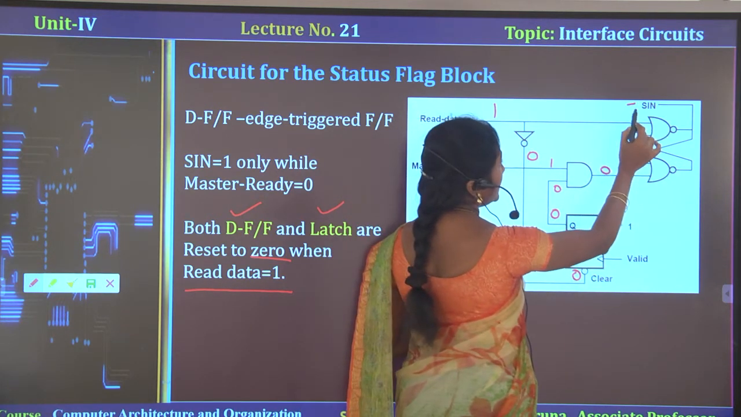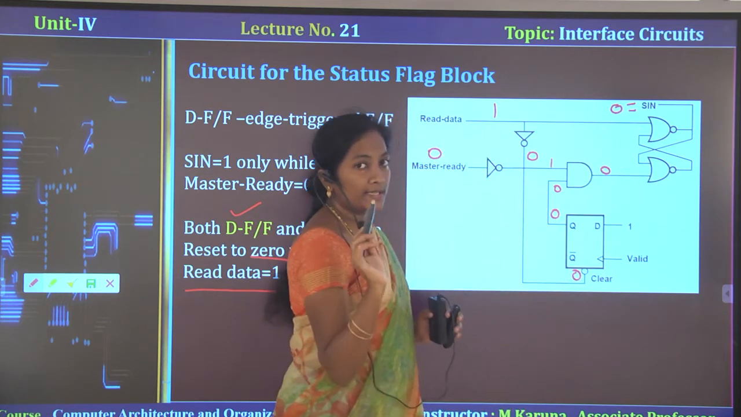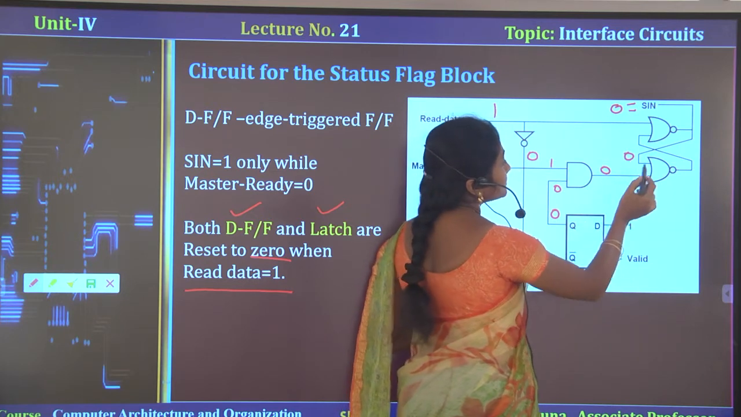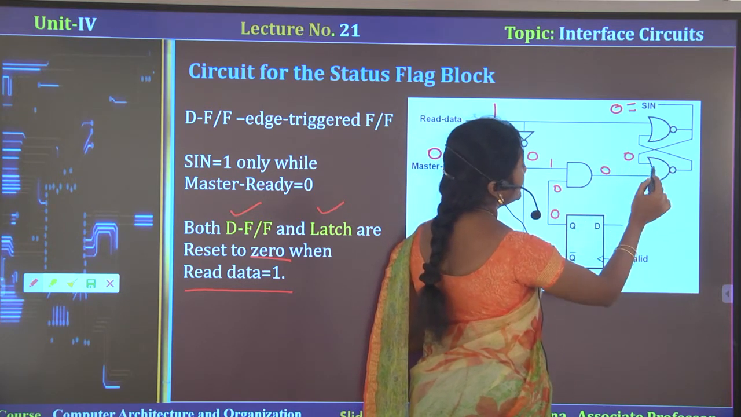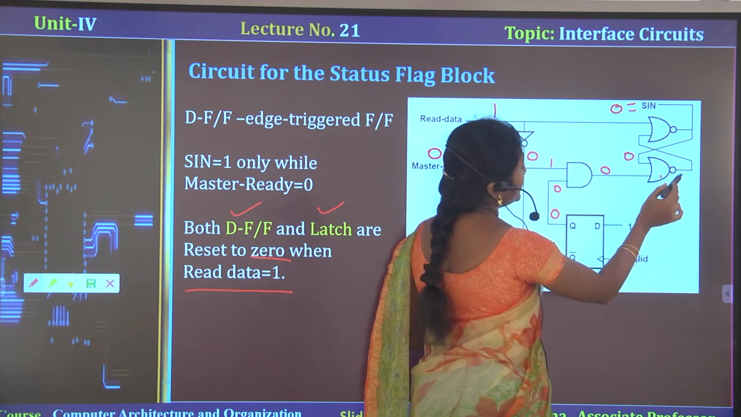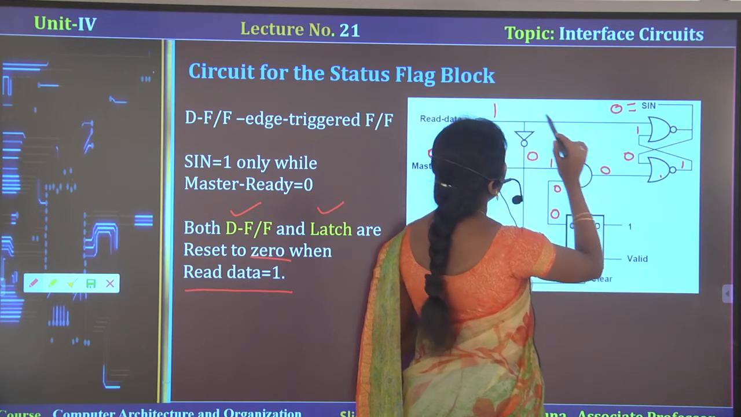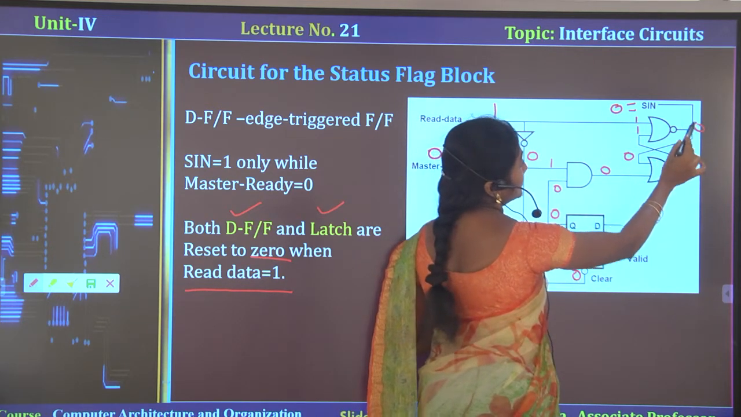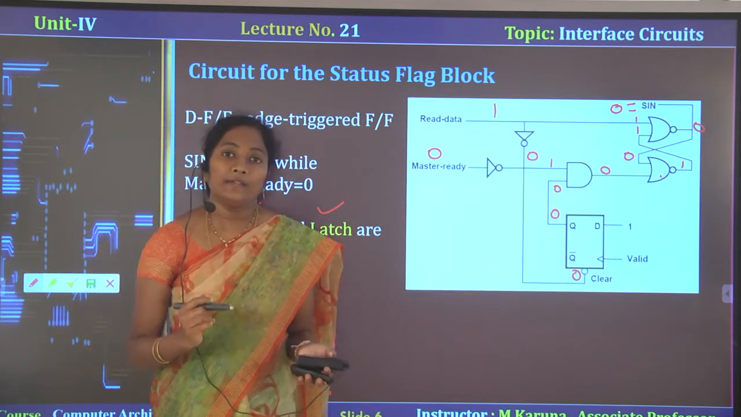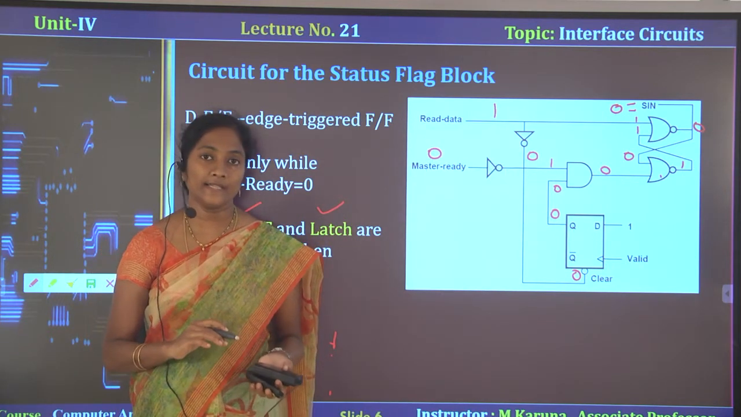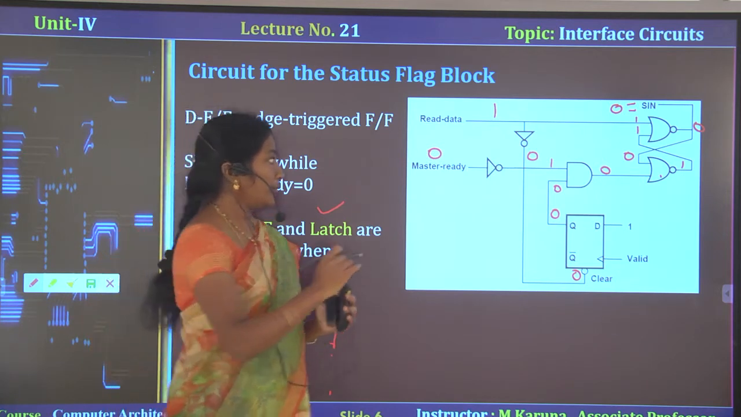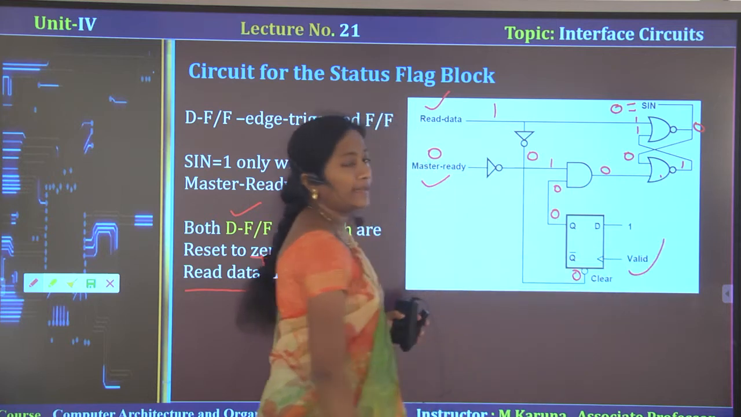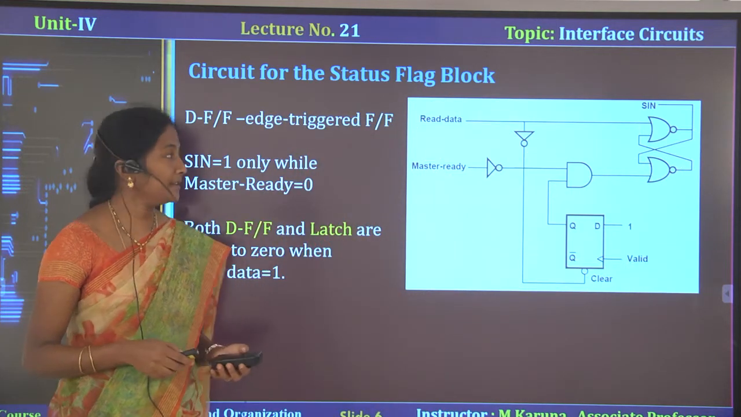Initially we are discussing SN equal to 0. That SN is 0 and acts as an input of this NOR gate, then the output of this NOR gate is 1. Because of this read data 1, the output of the NOR gate is 0. Likewise the SN bit will be set or reset based on the signals provided by the master ready signal, read data and valid data. Let us move on to the next slide.